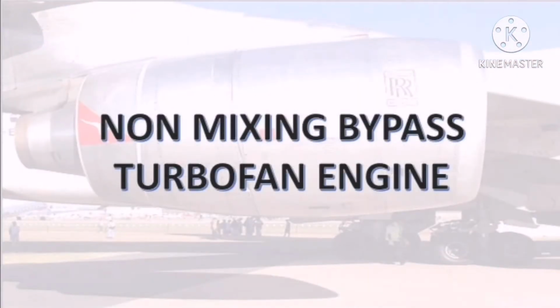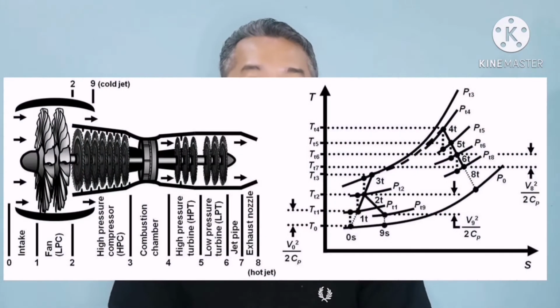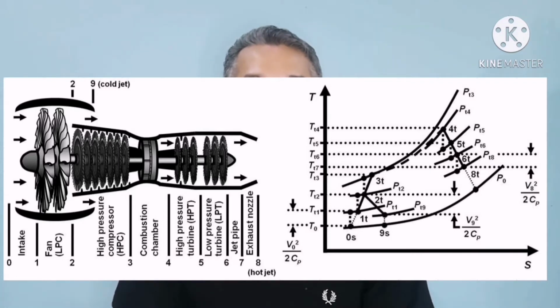Non-mixing bypass turbofan engine. In a non-mixing bypass turbofan engine, the cold bypass air exhausts out of a separate nozzle from the core hot exhaust gases. As you can see here, this is a typical schematic diagram for a non-mixing bypass turbofan engine, and also the TS diagram. We label each station from 0 to 9 in order to make it easier to calculate the performance of each component.